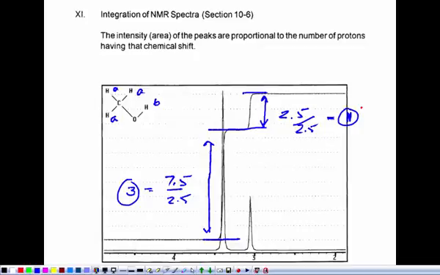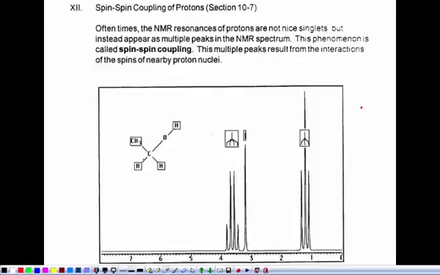The third part that's probably the most important and most useful is what is called spin-spin coupling, or it's also called splitting. Okay, here's the spectrum of ethanol. This is CH3, CH2, OH. Okay, it's the same here, but it has to be drawn a little bit differently.